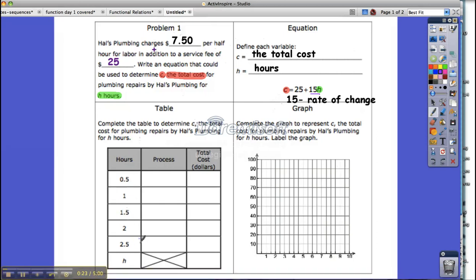Which of these hours do we already know the total cost for? Well, we don't know the total cost for any of them yet. We're going to have to plug in our hours since we already have our equation. So for the first one, we can do 25 plus 15 times the number of hours. Let's start with 1 hour because that one will probably be easier.